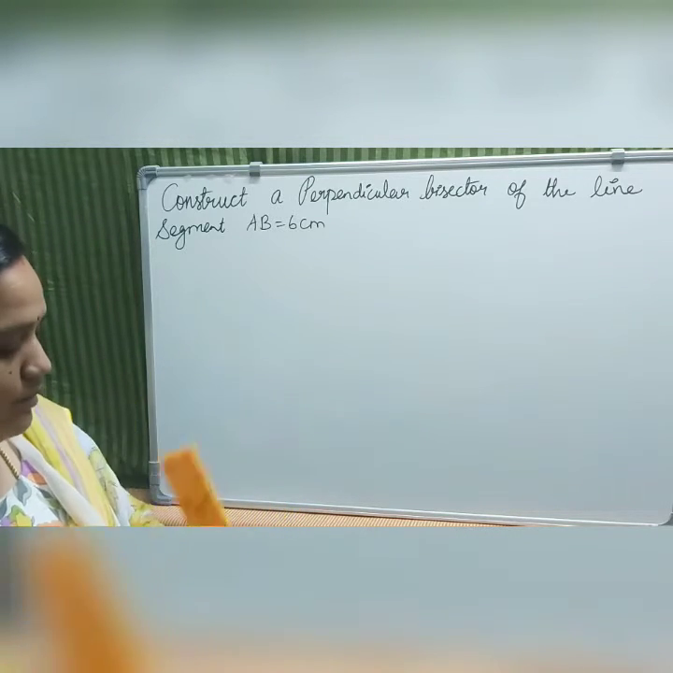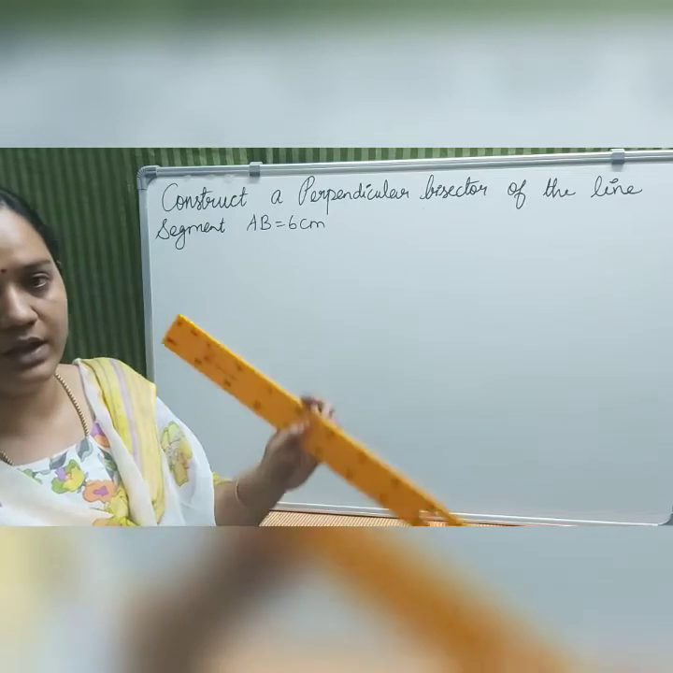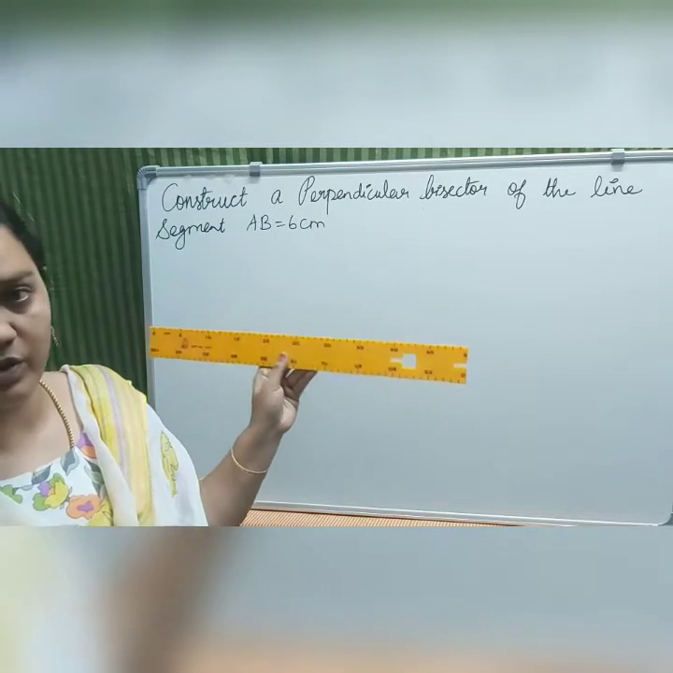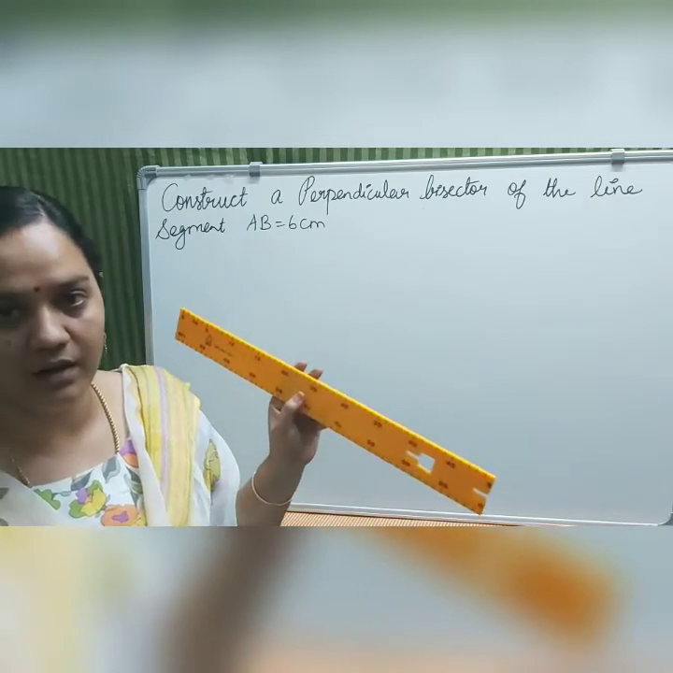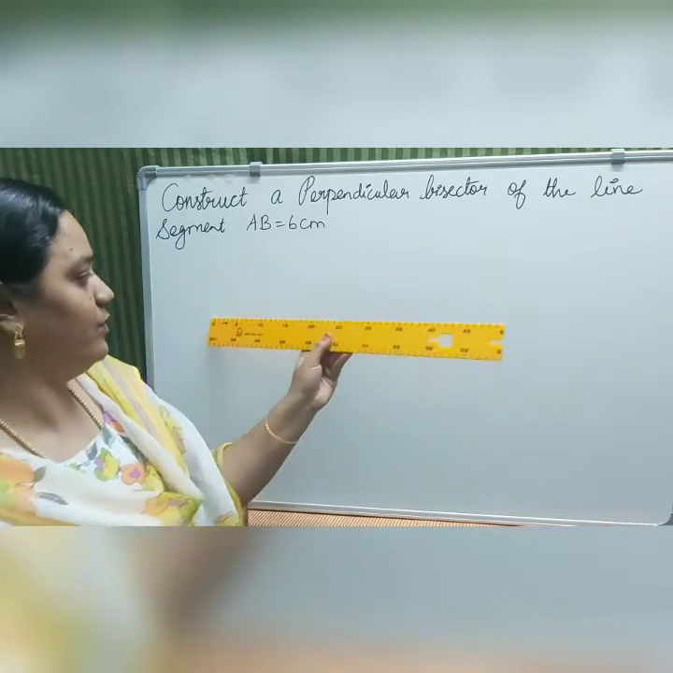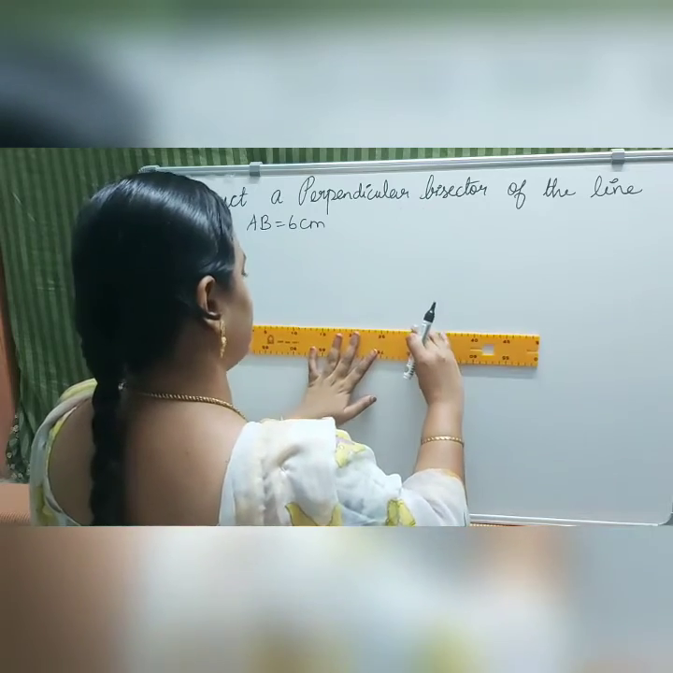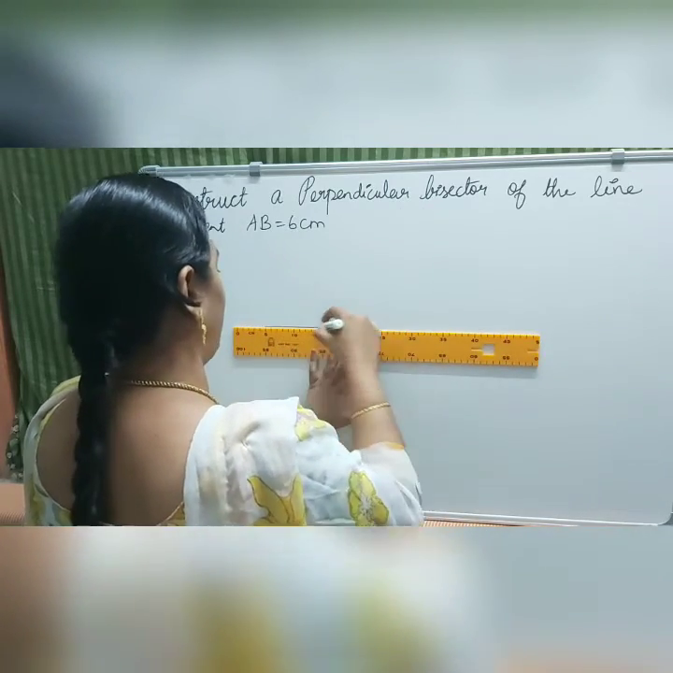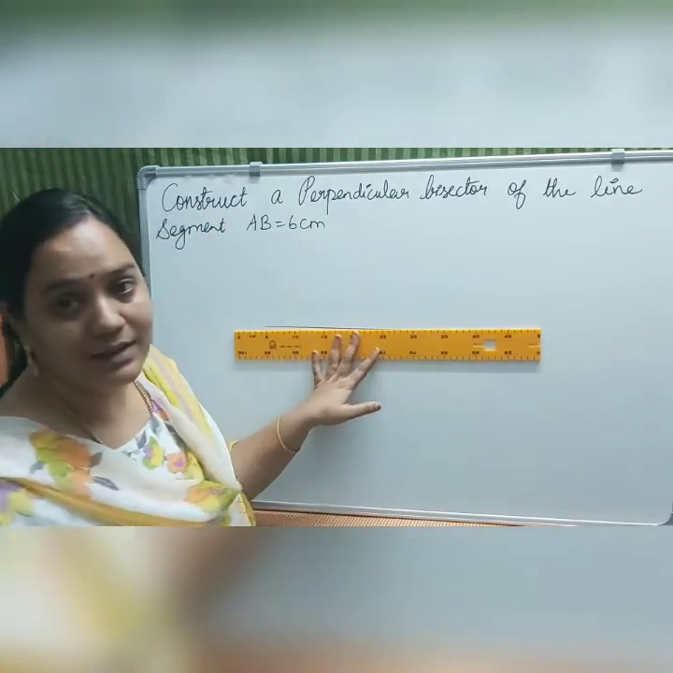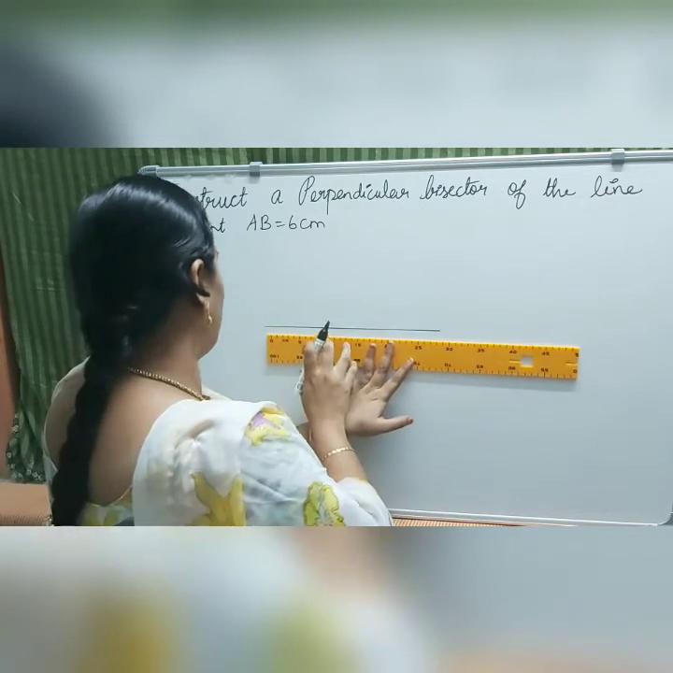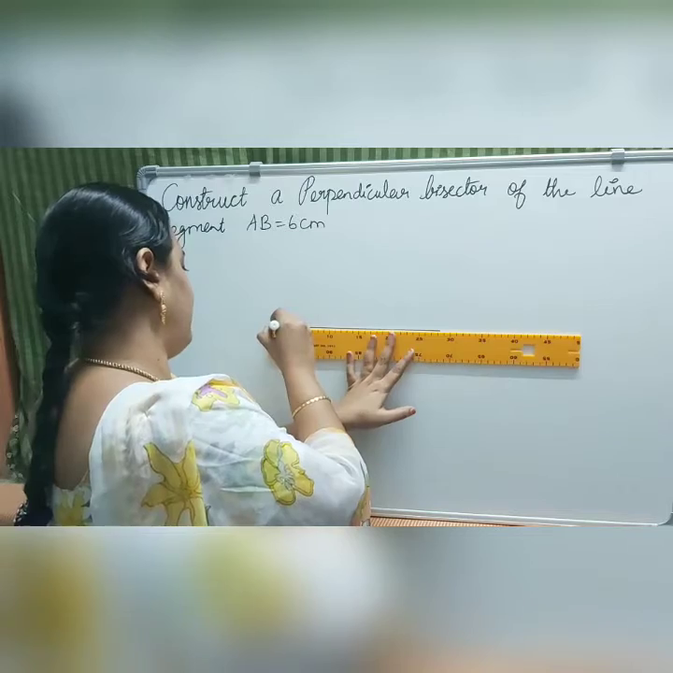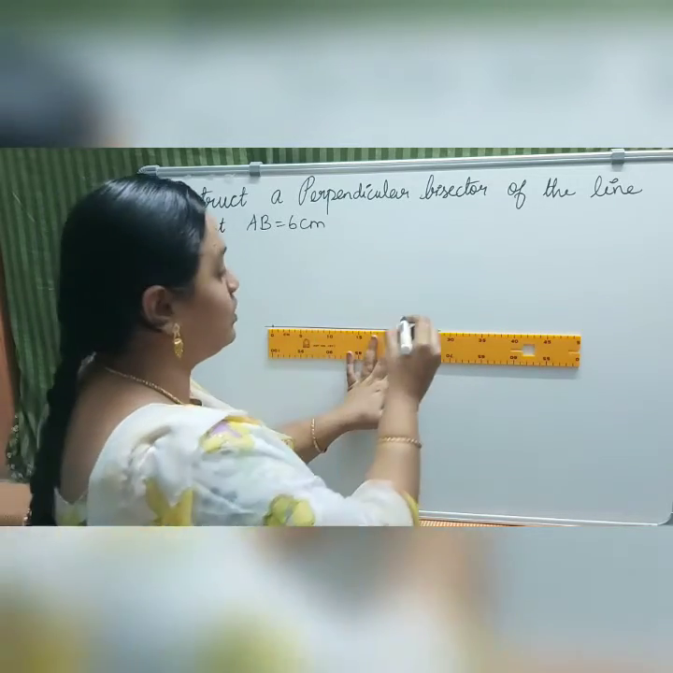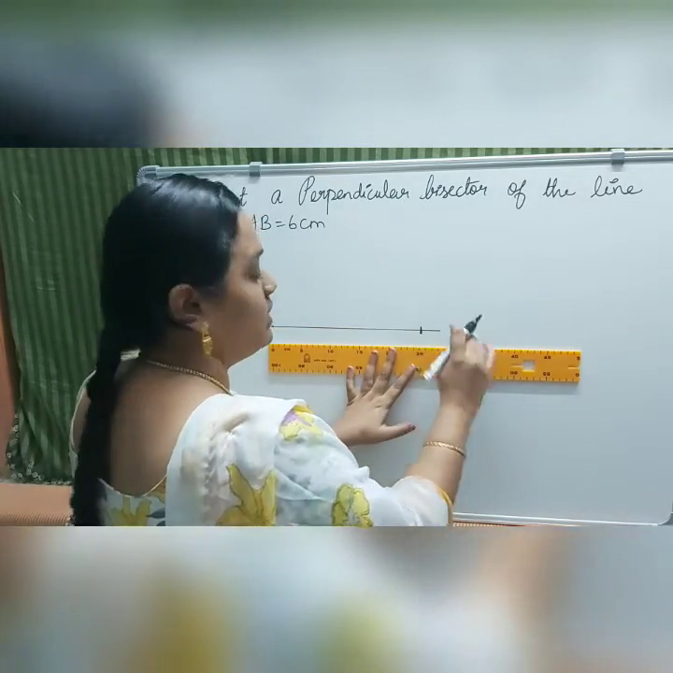I am using a different scale here, the big geometry box scale. In your geometry box also you will have a scale. To draw a line segment, I am drawing one line and I am going to mark the segment. You have to use 0 as the first point and mark 6 on your scale.